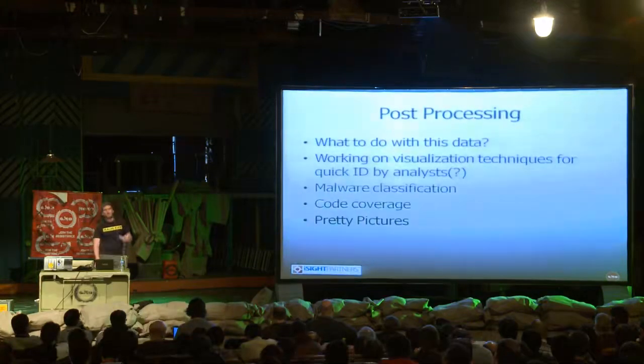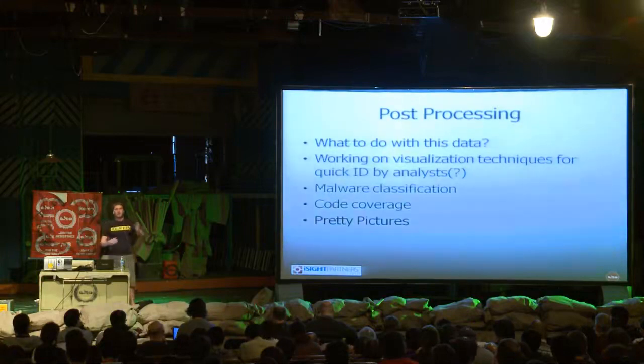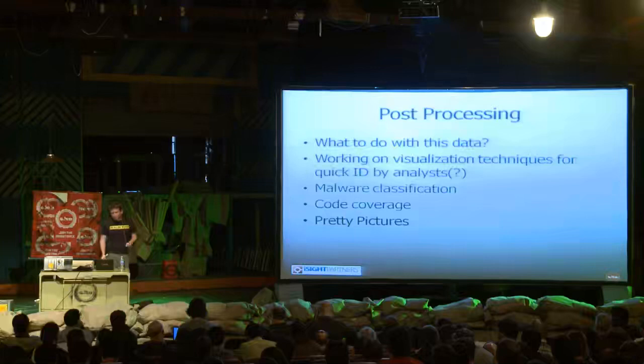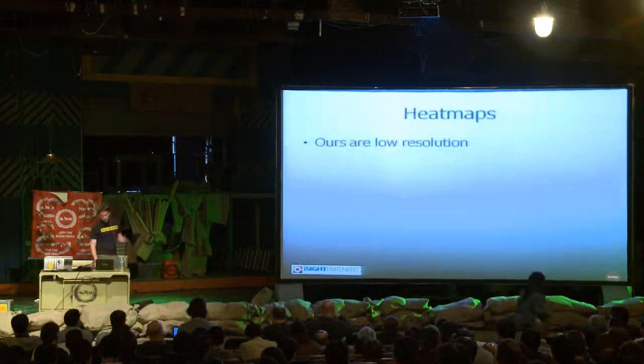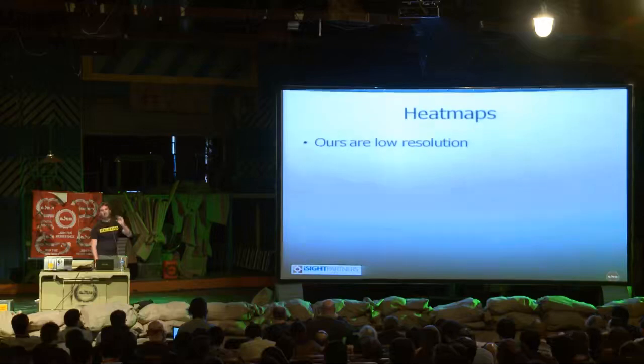Post-processing: what are you going to do? This gets into the analysis phase. What do you do with this data? You've got all these basic blocks. You know which jumps were taken, which jumps were not taken. There's a lot of research in this area. I have some ideas just to show you guys. Here, we're doing heat maps. So the code that's called a lot, we light up in grayscale.